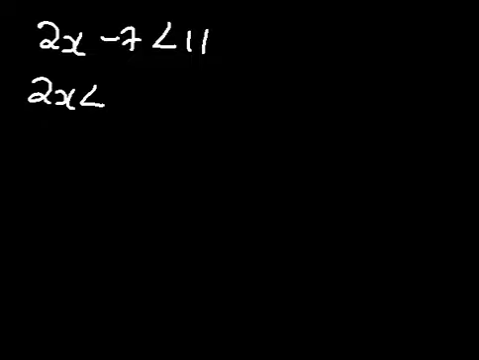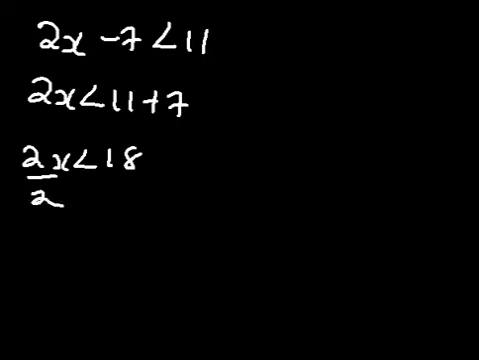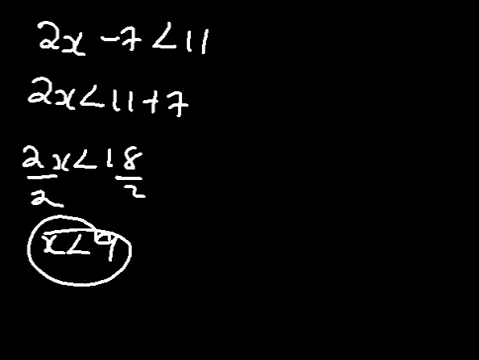Let's say you have 2x minus 7 less than 11. What is the solution of this problem? You have to treat the inequality symbol the way we treat the equal sign. In this case we transfer negative 7 to the other side, so we have 2x less than 11 plus 7, so 2x less than 18. We divide both sides by 2, where we have x less than 9. So this is the solution.